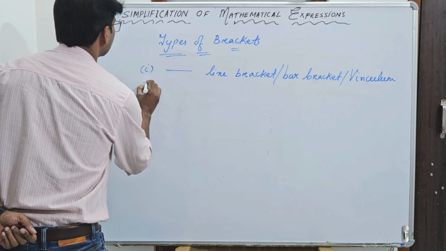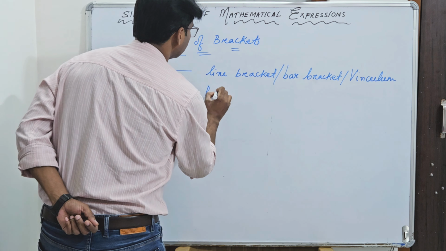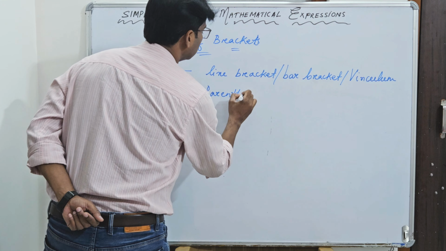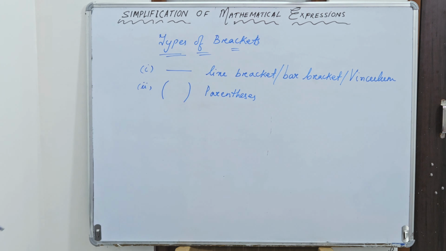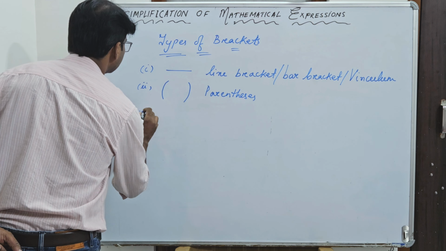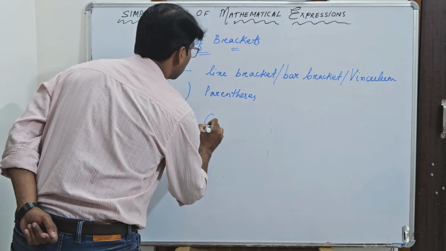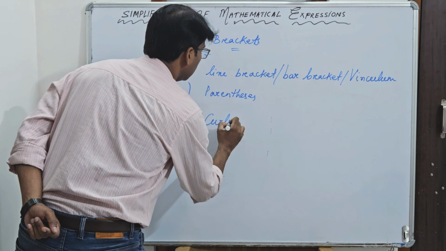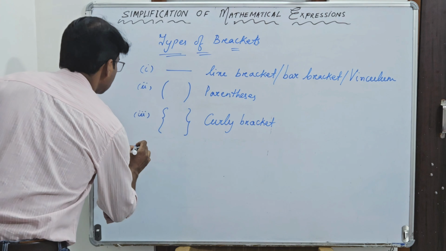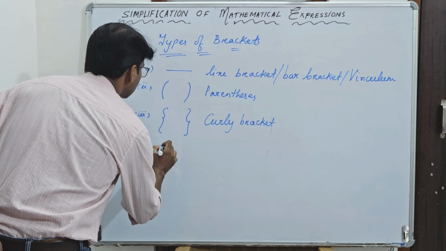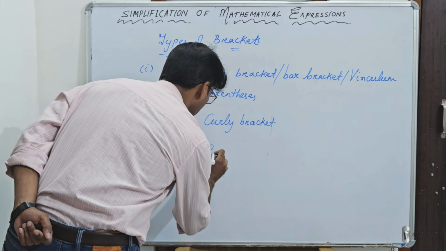Then the second one is this type of bracket. This is known as parenthesis. Parenthesis bracket. Next, the third one is what? This one. You see how I am doing this? This is the curly bracket. Next is your last one, that is the square bracket. You can see this. This is your square bracket.